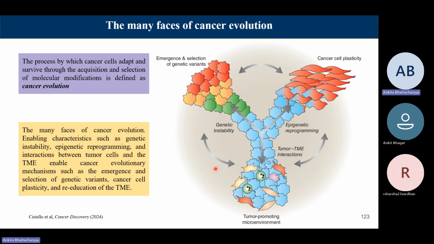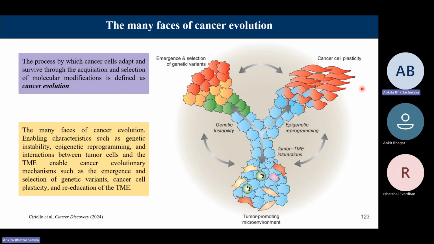So let us go through it one by one. But before that, let's understand the definition. What is cancer evolution? The process by which cancer cells adapt and survive by the acquisition and selection of molecular modifications is defined as cancer evolution. What does that mean? It means that based on what sort of condition you have, and what sort of modifications help you adapt best to that condition, is part of an entire process, and that process is what is known as cancer evolution. So let's again come back to the schematic.